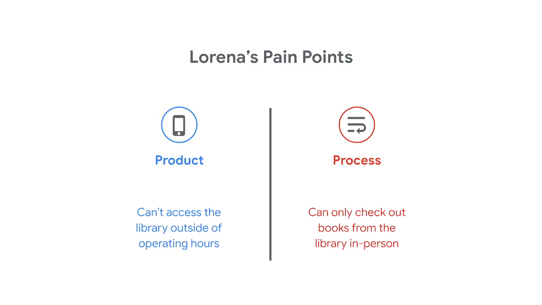The second pain point is that Lorena can only check out books from the library in person. This pain point falls into the process category because Lorena cannot get from point A to point B in the user journey. For example, Lorena found out the library did not have their book after commuting to the library.